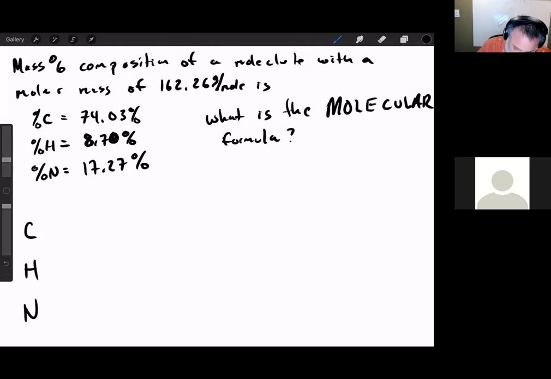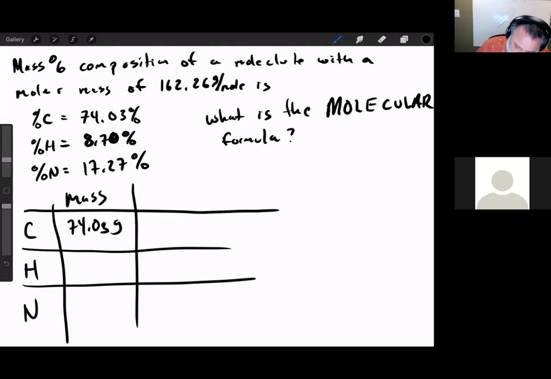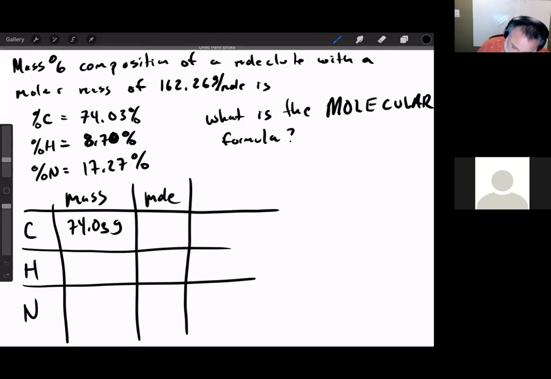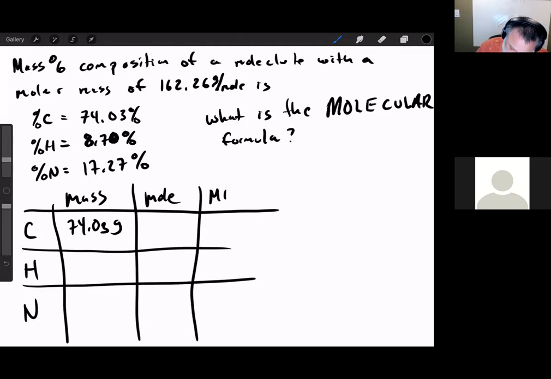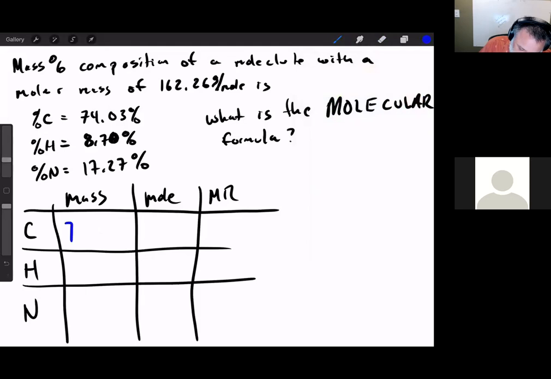Carbon, hydrogen, nitrogen. So what are the masses? The mass is 74.03 grams. What is the moles? What's the mole ratio? I'm going to make a little bit more room here. Mole ratio. So 74.03 here. You know what? I'm a little bit bored with black. Let's change colors. 74.03 grams. 8.70 grams. 17.27 grams. Okay, moles.